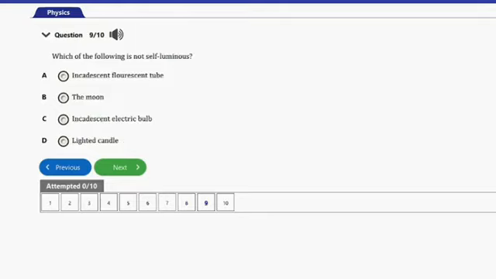So we have here question number 9. It says, which of the following is not self-luminous? We have A, incandescent fluorescent tube. B, the moon. C, incandescent electric bulb. And D, lighted candle. So guys, the answer to this question is option B, and that's the moon. The moon is not self-luminous. It depends on the light from the sun. So that's it for this question.